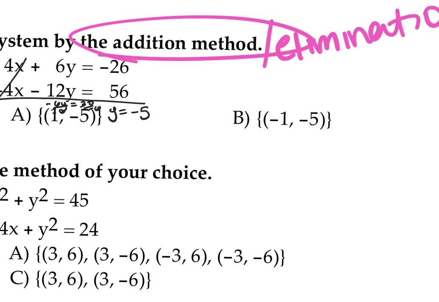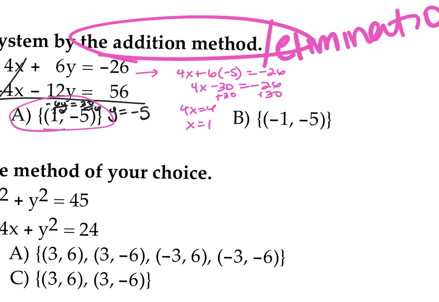And then take that and plug it back in. So I'm going to plug it back into the top. 4x plus 6 times negative 5 equals negative 26. 4x minus 30 equals negative 26. 4x equals 4 and x equals 1. So my answer is 1, negative 5.